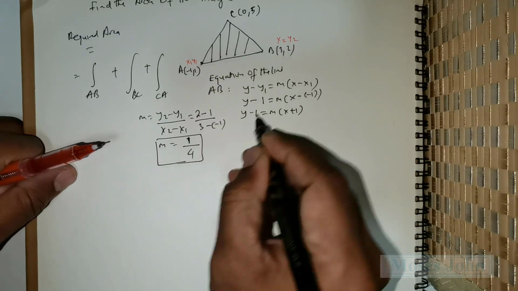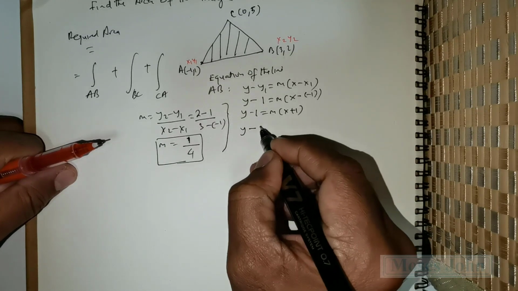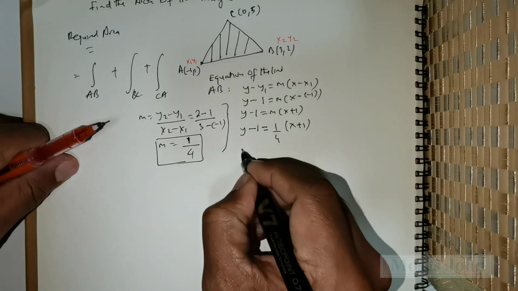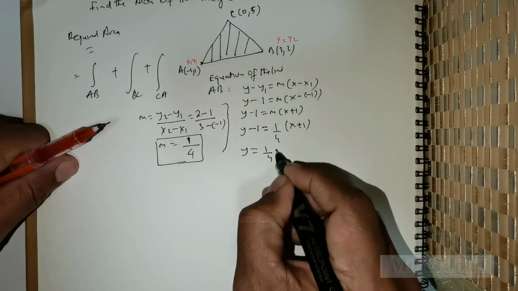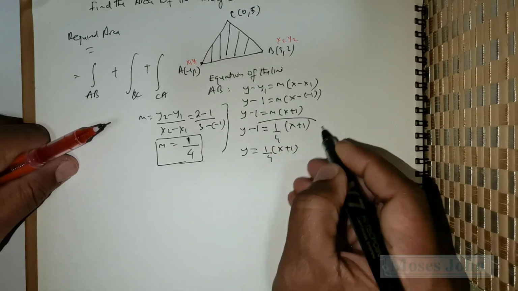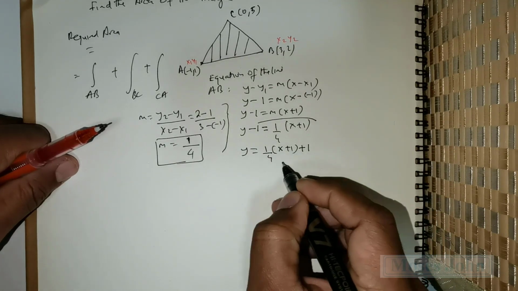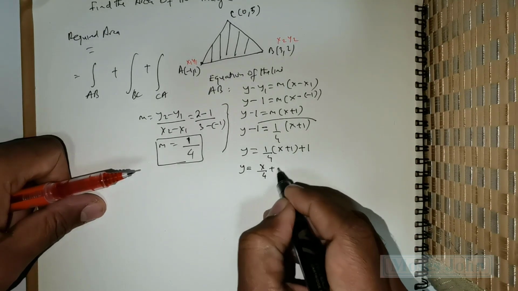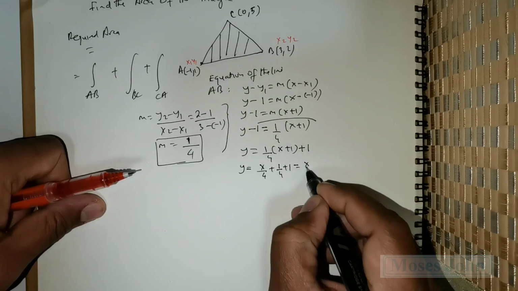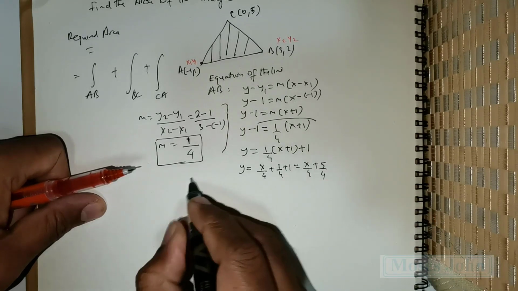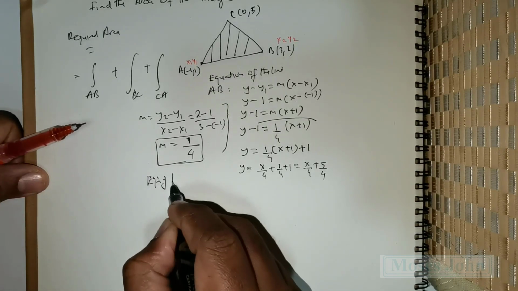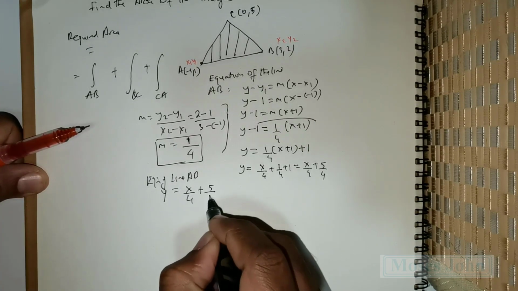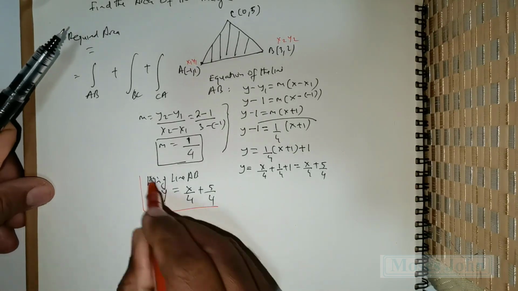This is my slope. So the equation can be rewritten as y minus 1 is equal to 1/4 times (x plus 1), which means y is equal to 1/4 of (x plus 1) plus 1. You move this 1 to the other side, so that will be positive 1. So you can rewrite this as x/4 plus 1/4 plus 1, which is x/4 plus 5/4. So the equation of line AB is y equals x/4 plus 5/4.